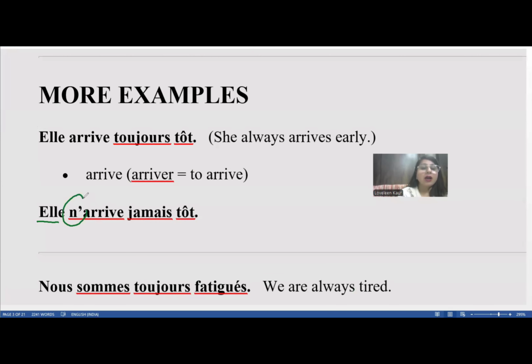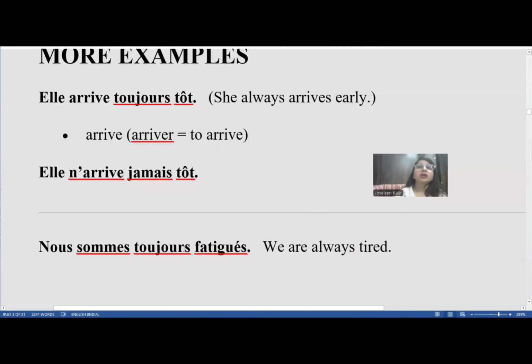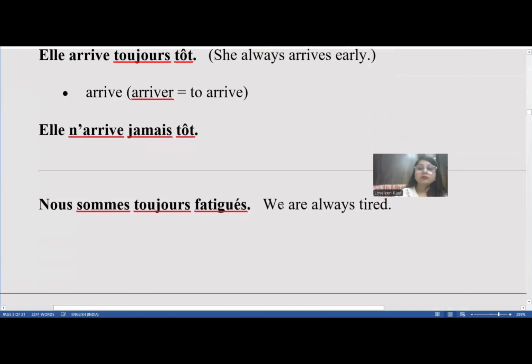So how will we make it negative? If you want to say she never arrives early, we'll say elle n'arrive, again the same story. अब vowel से start हो रहा है because this verb is starting with a vowel, so हम ne नहीं लगा सकते, we have to drop this, हमें इसे हटाना पड़ेगा and we have to put n apostrophe। ठीक है, तो अभी कहेंगे elle n'arrive and now toujours will change to jamais, elle n'arrive jamais, so she never arrives early. In natural language of course we can say she sometimes arrives early, but if we are watching this video for the 10th standard French board exam, then please convert it the way I am converting: elle arrive toujours tôt, you will say elle n'arrive jamais tôt.